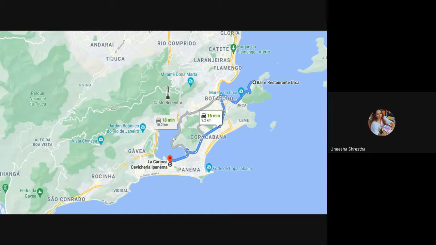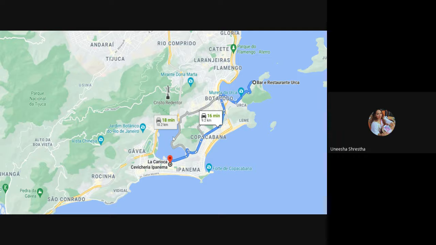While booking, we told them that we were students from a hospitality institution in Nepal, and we were visiting for a project. So they were really looking forward to us being there. But unfortunately, we had to cancel the reservation. So we ended the call.